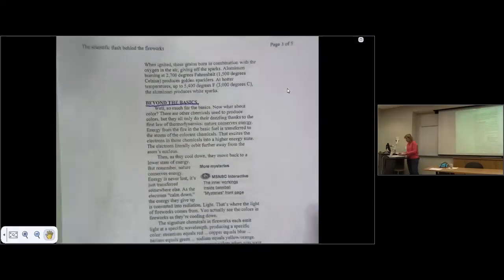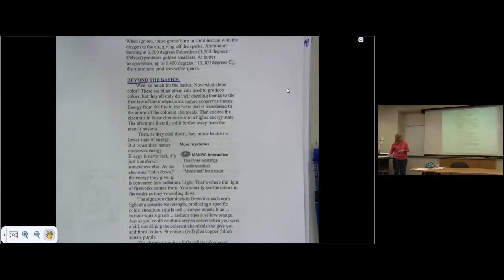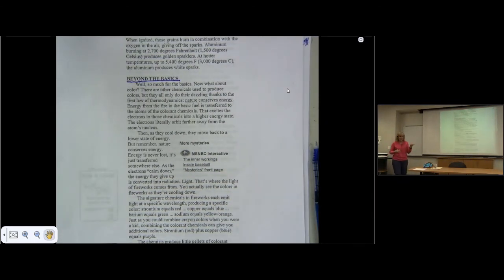Now, what about color? There are other chemicals used to produce colors, but they only do their dazzling thanks to the first law of thermodynamics, which we have said is the law of conservation of energy, which says what? Is energy created? What is it? It changes from one form to another. Okay, so energy from the fire in the basic fuel is transferred to the atoms of the colorant chemicals. That excites the electrons.